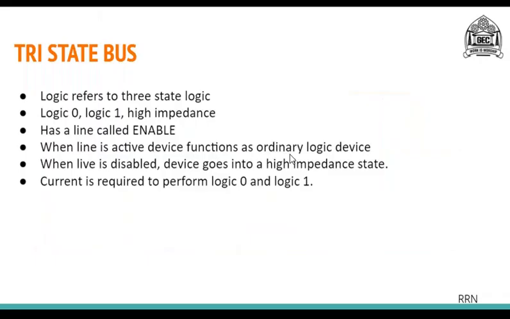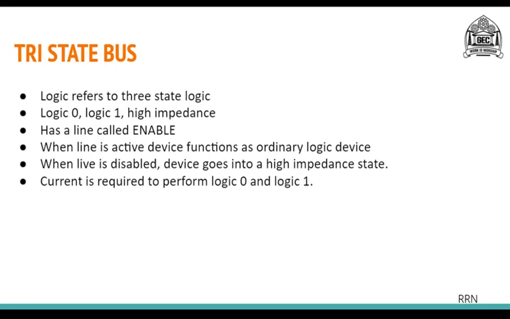Last, and a special type of bus, students, is your tri-state bus. Tri-state bus, as the name suggests, refers to a three-state logic bus. Basically this tri-state bus has three states, that is logic 0, logic 1 and high impedance state. Logic 0 is false, logic 1 is true, and then high impedance. Now the interesting feature of this tri-state bus is that it has a third line.